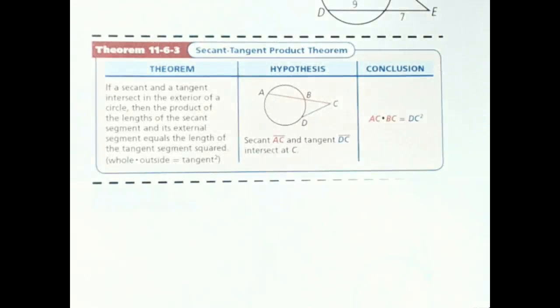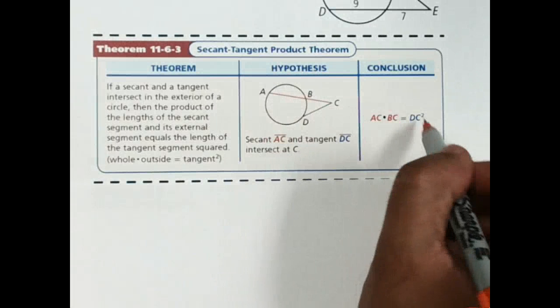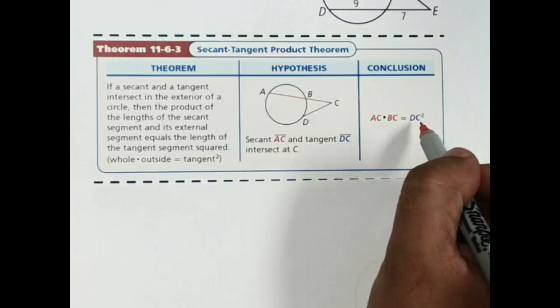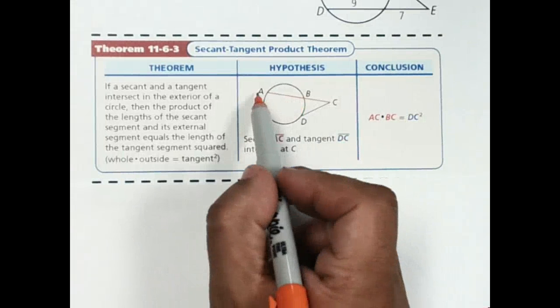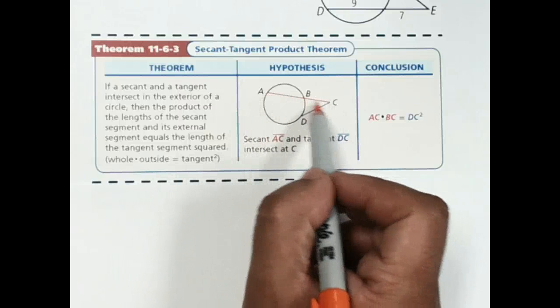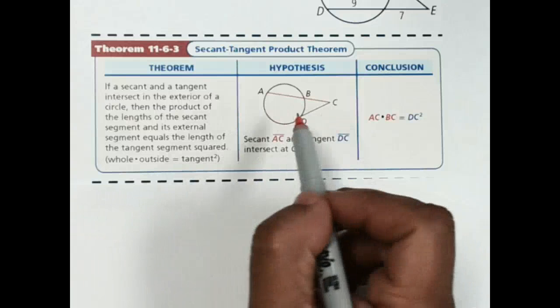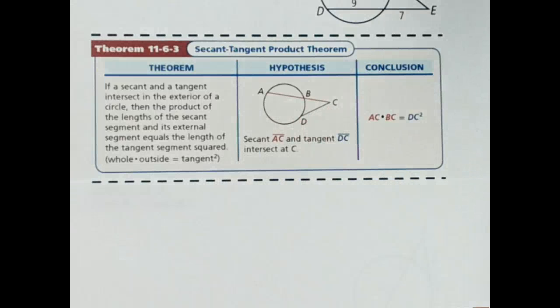Next theorem we're going to talk about is the secant-tangent product theorem. This one, again, same basic idea, except we have to throw in a little exponent here. AC, which is the entire secant, times the external secant, BC, is equal actually to the tangent squared.